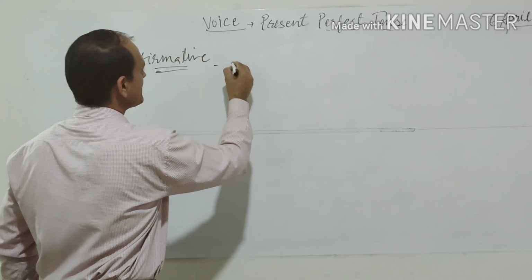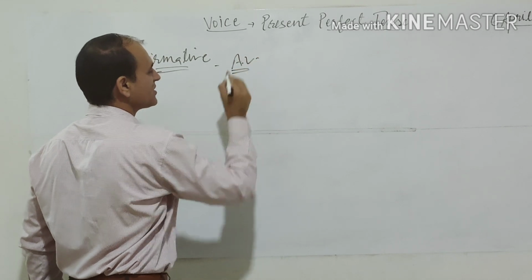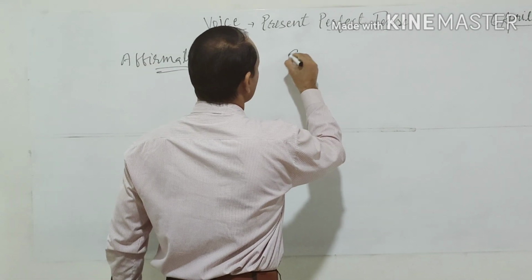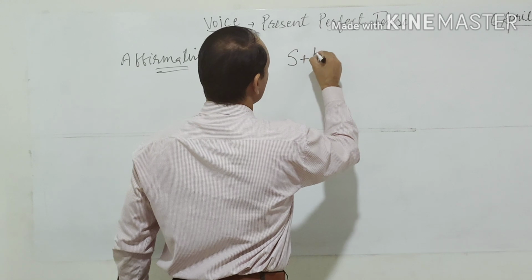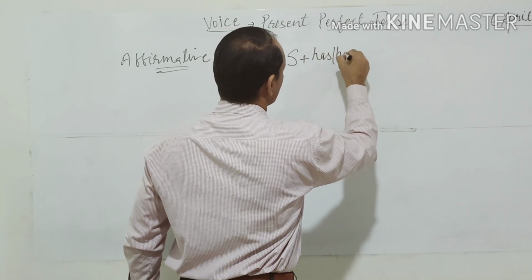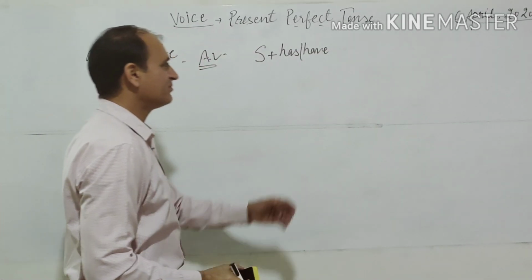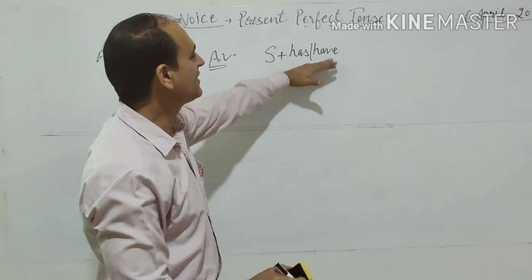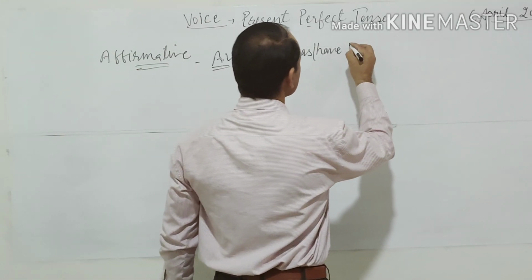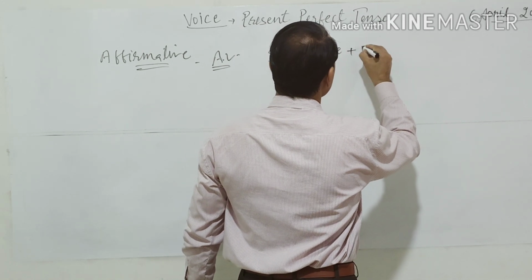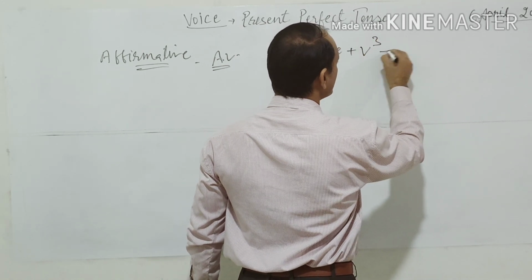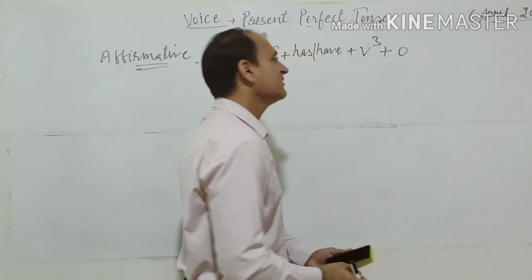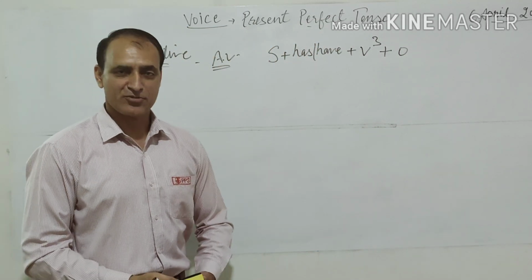Affirmative sentences, active format is subject plus has or have. In present perfect tense, we know that has and have are used as a helping verb. Has and have are followed by third form of the verb, and third form is followed by object.